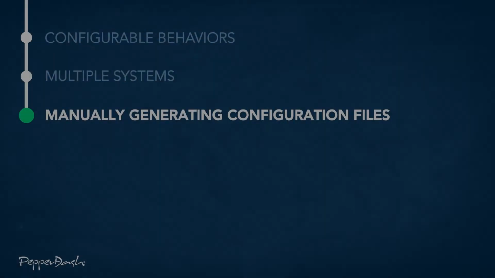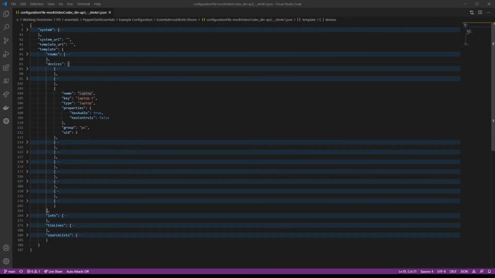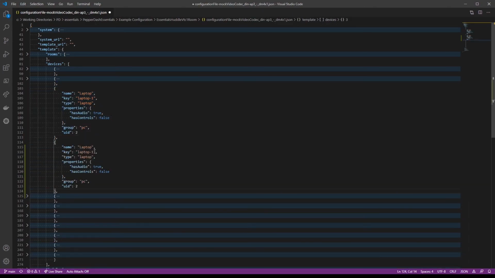Let's talk about how we can manually generate configuration data for an Essentials system. It can be done, but it requires a pretty in-depth knowledge of the configuration structure. But I'll give you an example here of a simple device. So here we have an item in the devices array within the template object. And to make this a little more understandable, I've collapsed all the other objects in the editor here. But I'm basically going to copy this object, and I'm just going to paste it below. And we're going to create a second laptop.